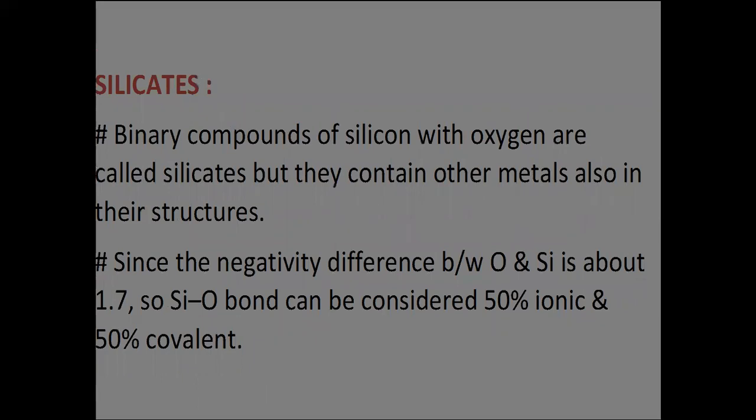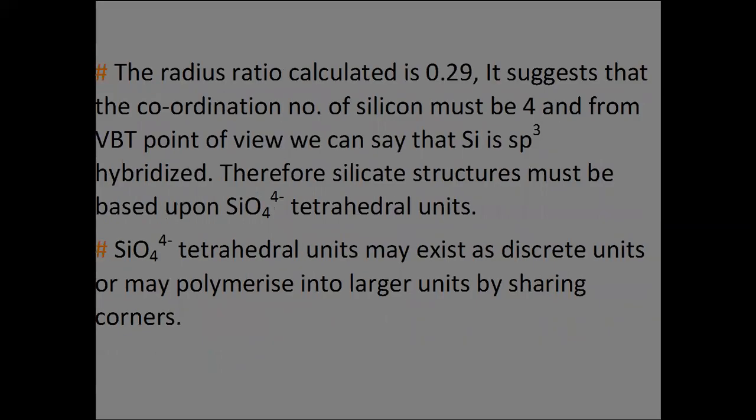Silicates. Compounds of silicon with oxygen are called silicates, but they contain other metals also in their structure. Since the electronegativity difference between oxygen and silicon is about 1.7, the silicon-oxygen bond can be considered 50% ionic and 50% covalent. The radius ratio calculated is 0.29. It is suggested that the coordination number of silicon must be 4, and from the VBT point of view, we can say that silicon is sp3 hybridized. Therefore, silicate structures must be based upon SiO4 tetrahedral units.